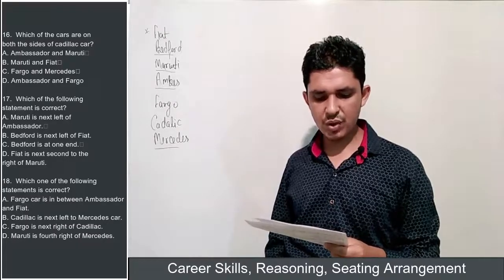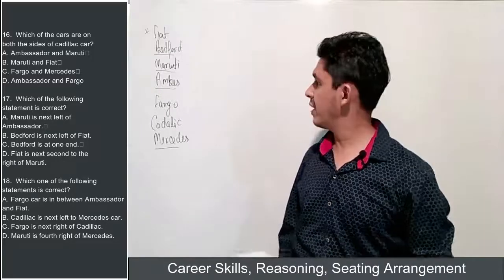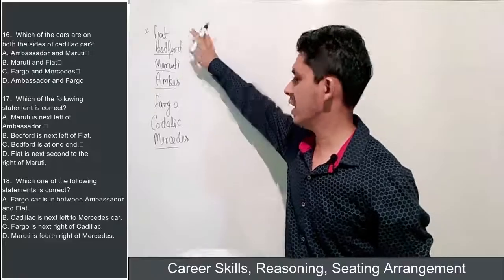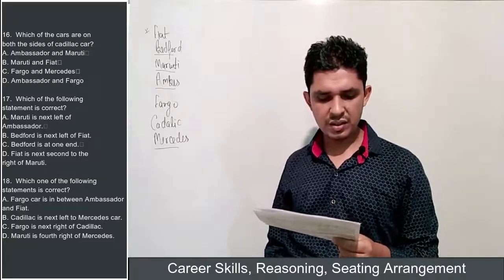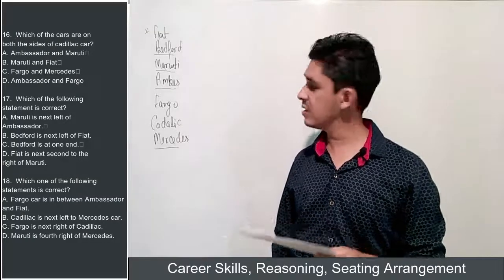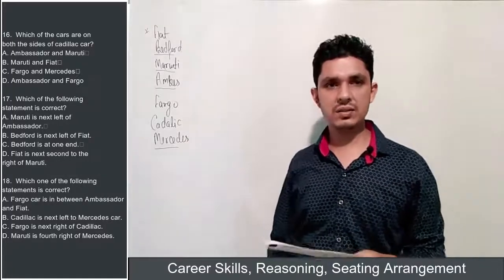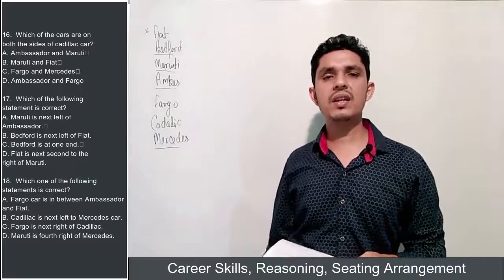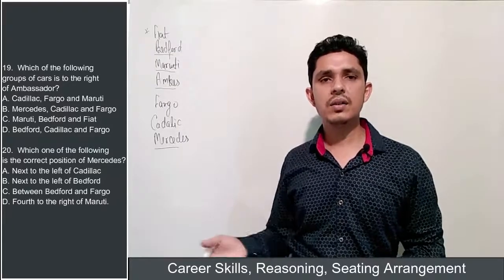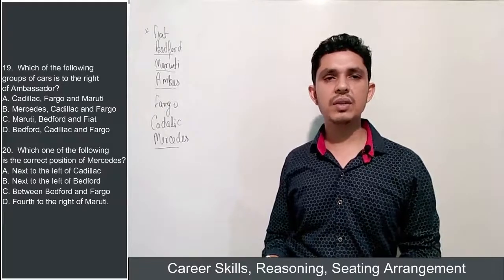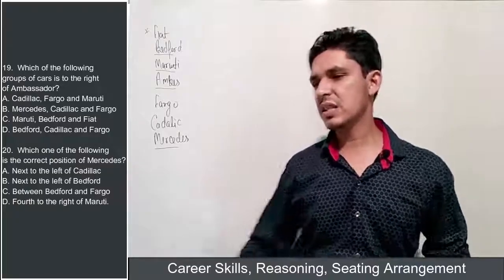Question number 18, which one of the following statements is correct? Fargo car is in between Ambassador and Fiat. So Fargo, Ambassador and Fiat, this statement is absolutely wrong. If we check another statement, this statement is Cadillac is next left to Mercedes car. So Cadillac is next left of Mercedes car, this statement is correct, right? So this way we can give the answers of the questions once we are done with the arrangement. Giving the answers of the questions is not a big task, right?